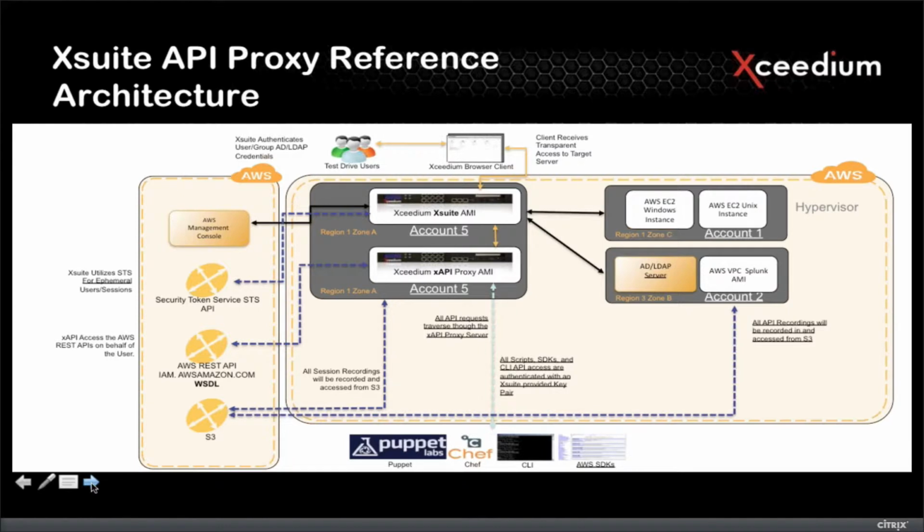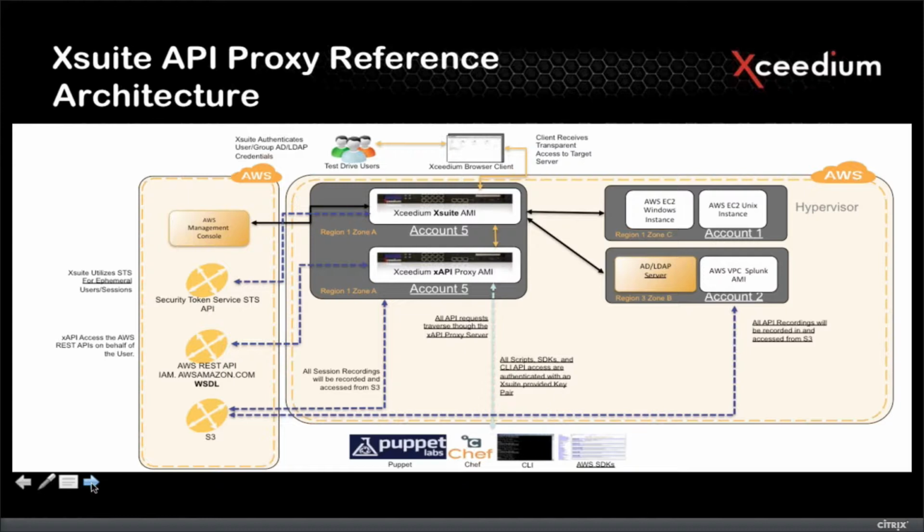Okay. So this is the reference architecture that we thought would be best to depict how this works. And there's a few things going on here. You're going to see that this operates with an Xsuite AMI, which is our baseline product, in an AWS environment, as well as the Xceedium Xsuite API proxy. They're both running as AMIs, and the Xsuite XAPI proxy will auto scale, like I mentioned, and this is how the infrastructure looks.